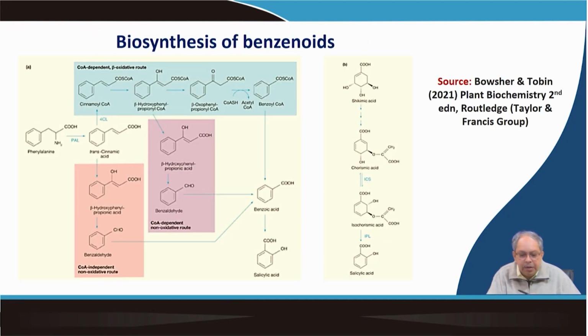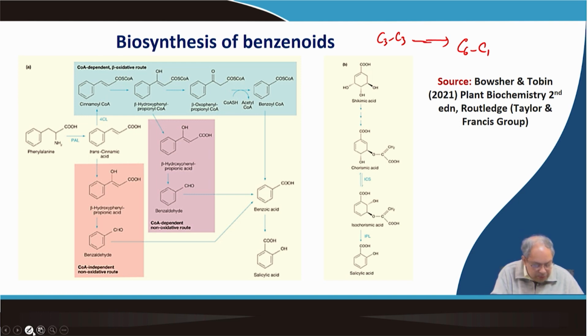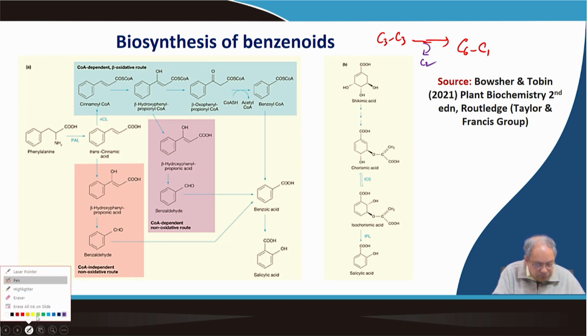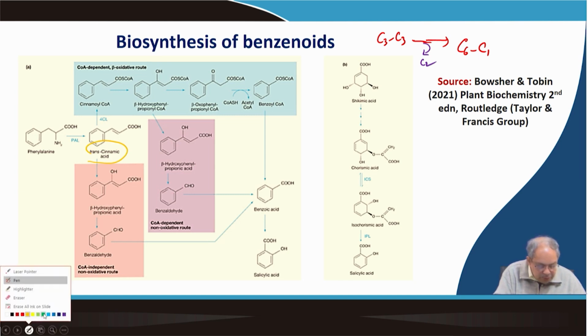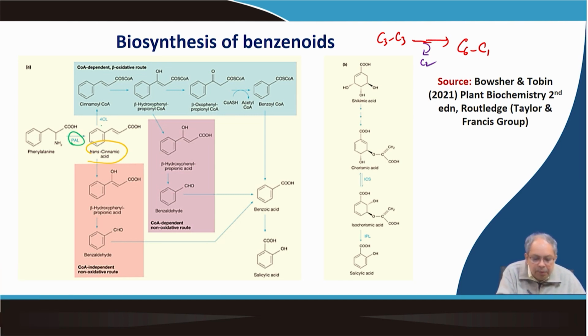Now, biosynthesis of benzenoids, as I mentioned, benzenoids are C6C1 compounds. So, basically it forms from a C6C3 structure by a chain cleavage. Cleavage means that it basically cleaves out the C2. So, there is phenylalanine which makes trans-cinnamic acid, as I have mentioned, by the action of PAL, and then by 4CL it makes cinnamoyl CoA.